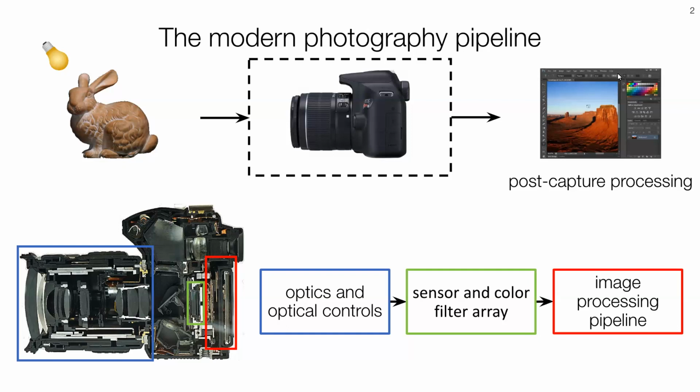And then once it's in that form, the last part of the pipeline is the image processing pipeline, which takes those ones and zeros and turns it into a JPEG that we're all pretty familiar with.